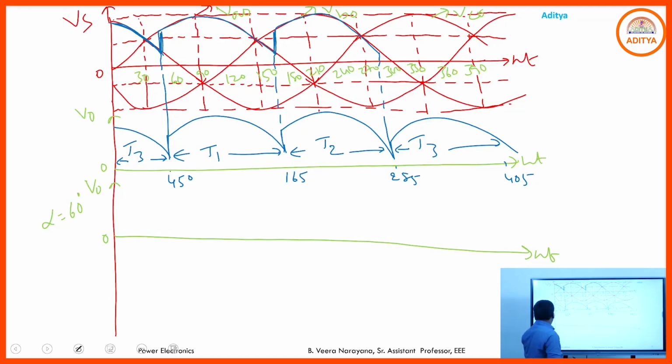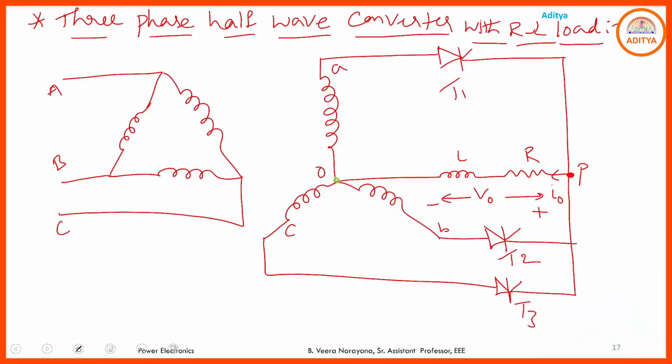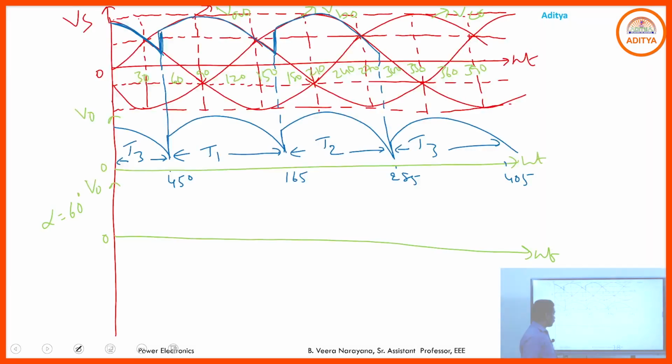And here you have RL load now, depends upon the value of the inductor. We know the converter may operate either in continuous conduction mode or discontinuous conduction mode. If you keep a low value of the inductor, then we get the discontinuous conduction mode. If we keep a high value of the inductor, continuous conduction mode. First we go through the continuous conduction mode. Assume a high value of the inductor.